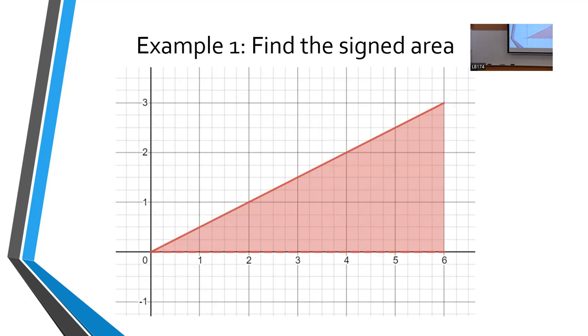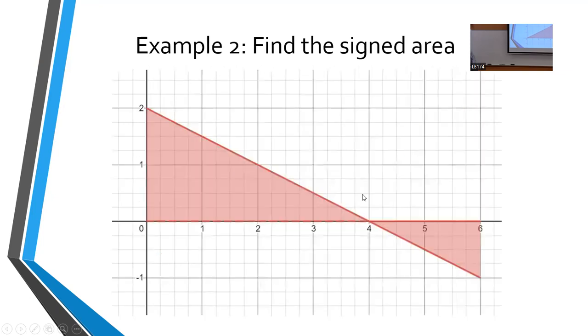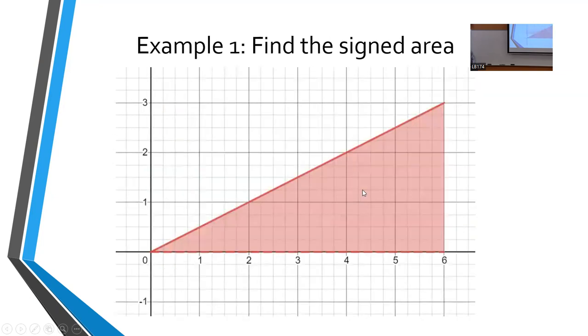So we want to calculate signed area. So if you look at this, if I say let this line be the curve that I'm looking at from 0 all the way up to 6, because this line is above the x-axis, this area is going to be counted as a positive. Does that make sense?